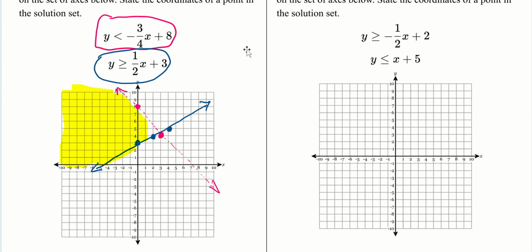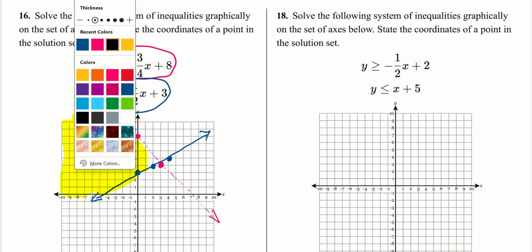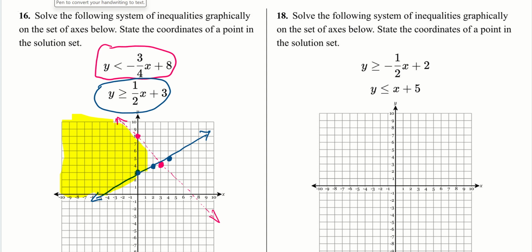Now they ask for the coordinates of a point in the solution set. Basically what you could do for that is just choose any point in your shading. So I'm just going to randomly choose a point. That point would be in our solution set. So I could do -2, 5, and that would be in our solution set. It's not the only solution, and I just chose a random point in here.